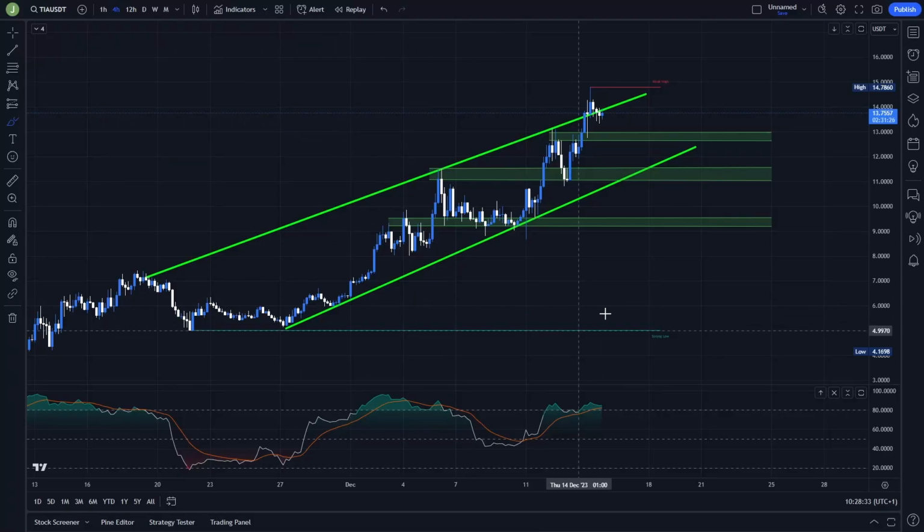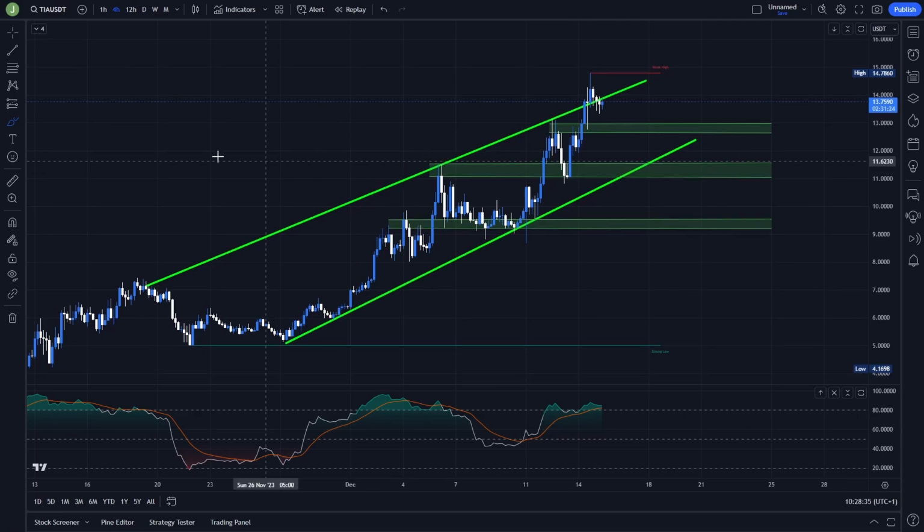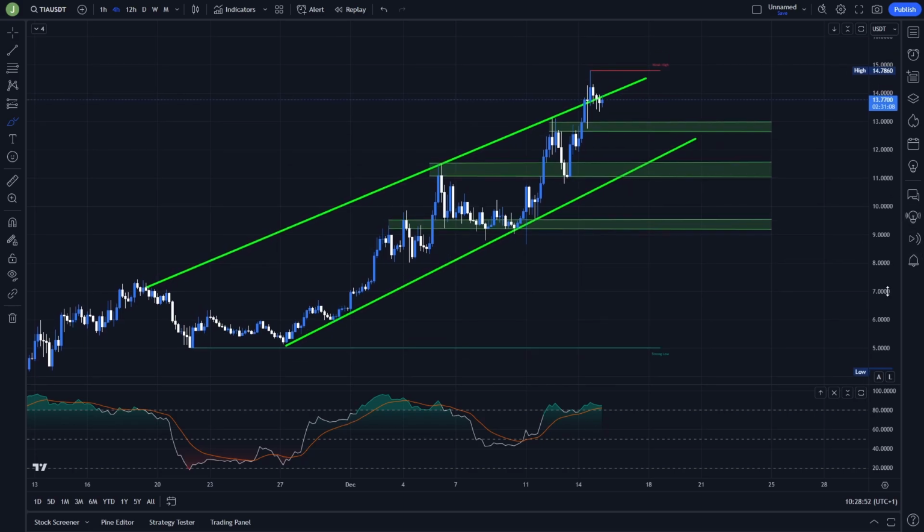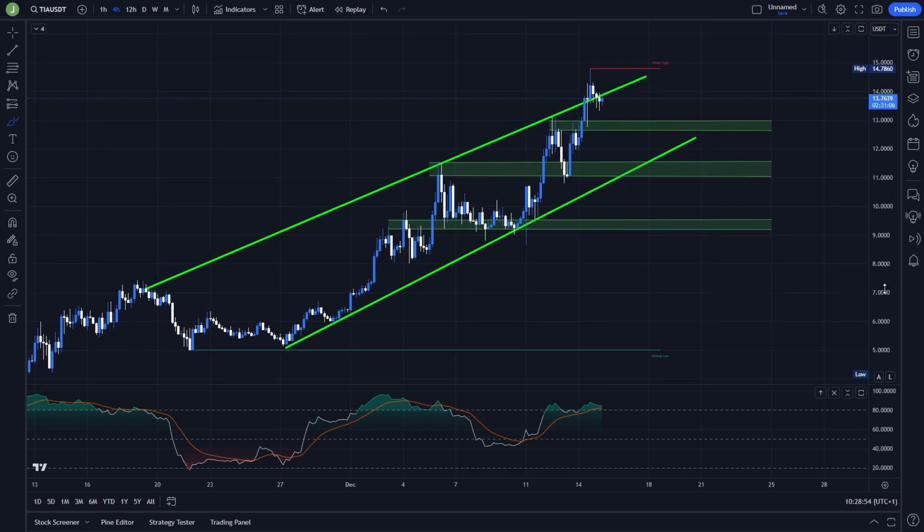Let's start today on the 4-hour chart. You can see that TIA is right now forming this rising wedge on the 4-hour. Right now, I don't think there is a good opportunity for opening both long and short trades, but because this coin is in a heavy uptrend, I am only watching here for opportunities to get into a long position.